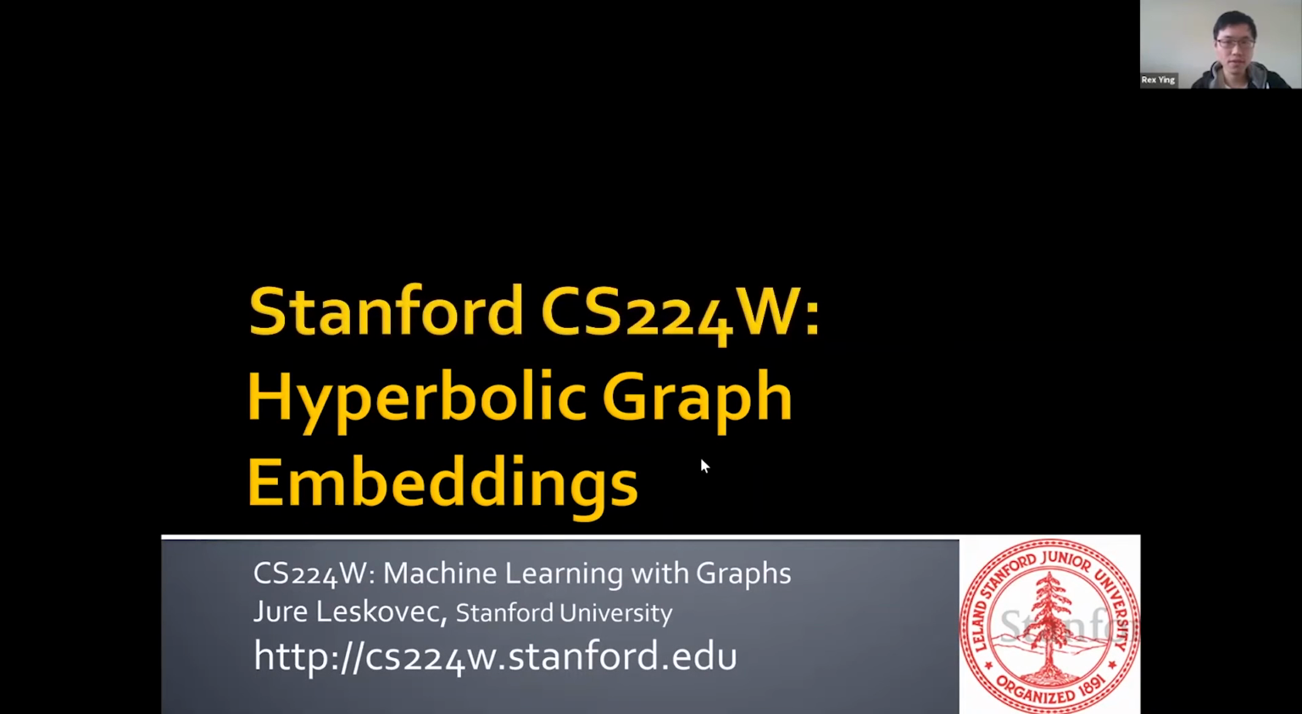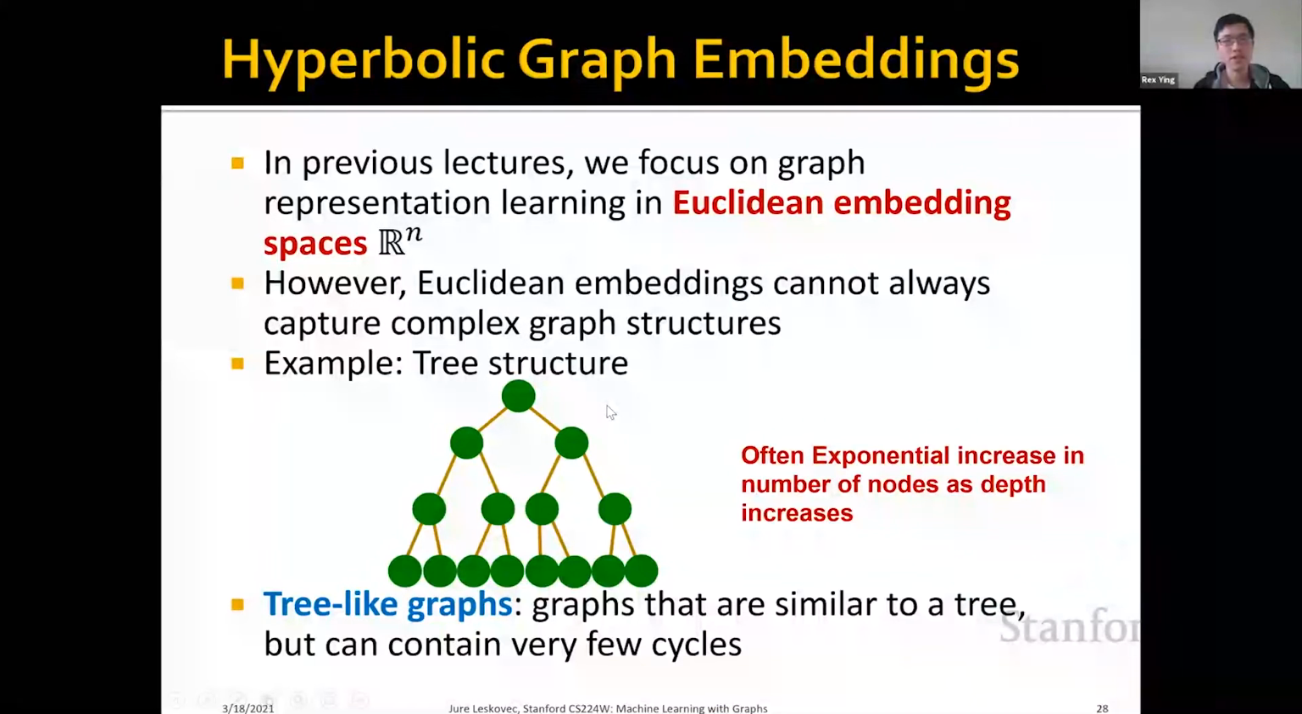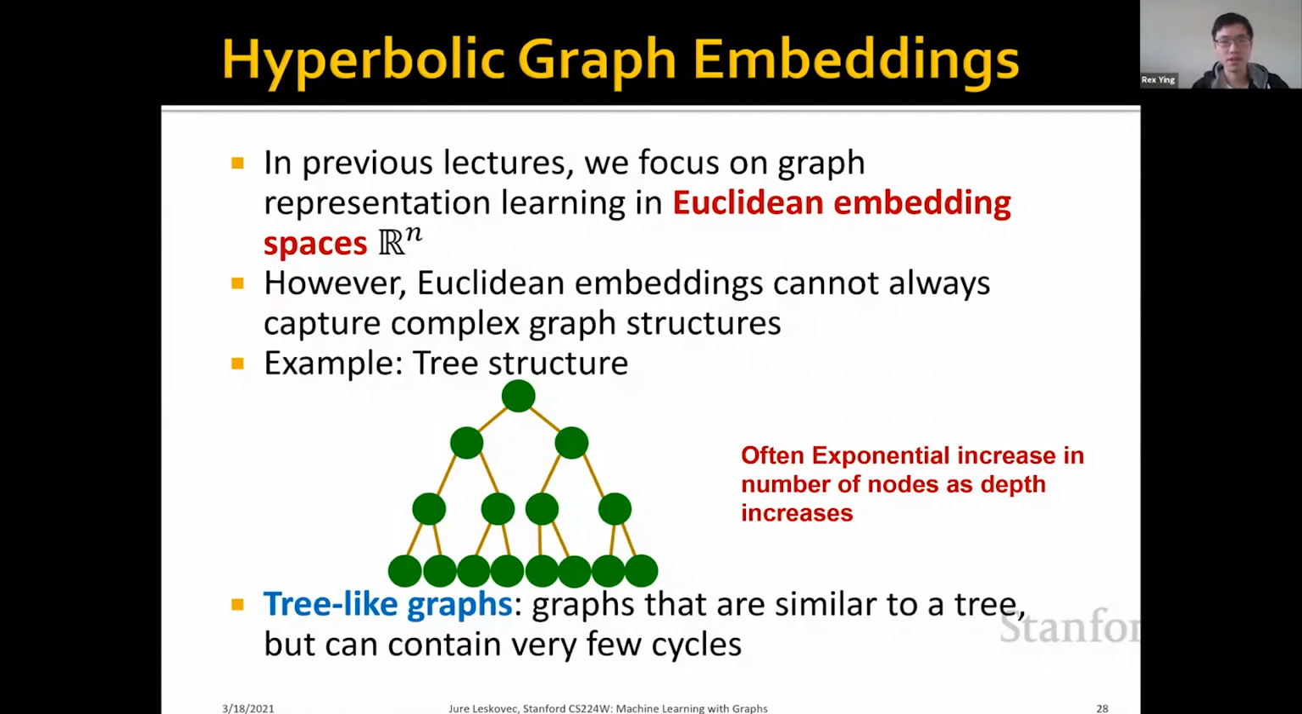In this lecture, I will introduce the use of hyperbolic graph embeddings in learning representations for graphs that exhibit certain hierarchical and tree-like structure. In the previous lecture, we focused on graph representation learning in the Euclidean space, which is R to the N. However, Euclidean embeddings cannot always capture complex graph structure.